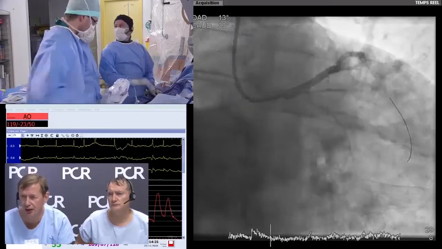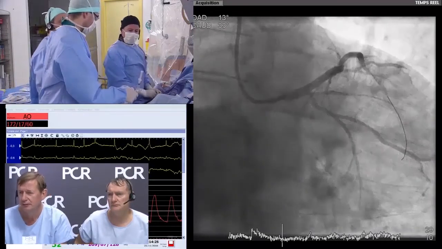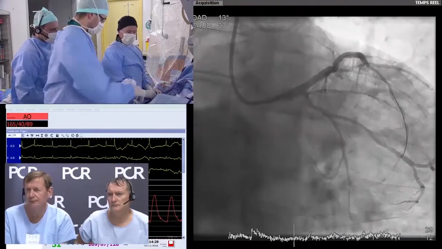Perhaps while we're doing that, could I ask you, Emanuela? Yes. Just a comment, the ACT is over 400, so we don't have to add any heparin. Perfect. And we can continue safely.